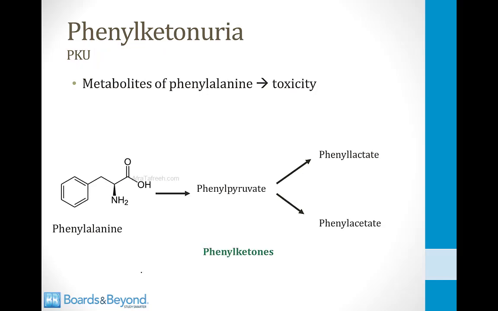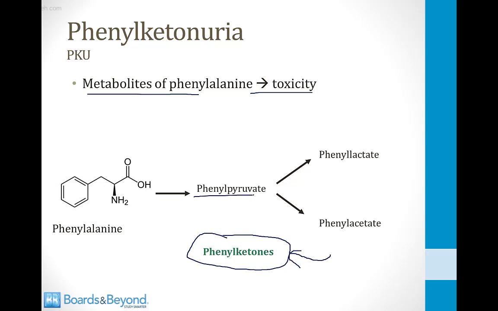The reason this is such a serious disorder is because when phenylalanine cannot be converted to tyrosine, it will be metabolized through alternative pathways. This will create metabolites which are toxic to children born with this condition. These alternative pathways for phenylalanine metabolism result in the formation of substances called phenylketones. This is how this disorder gets its name. These phenylketones appear in the urine, hence the name phenylketonuria. Phenylketones include substances like phenylpyruvate, phenyllactate, and phenylacetate, and these are all toxic to children who are born with PKU.